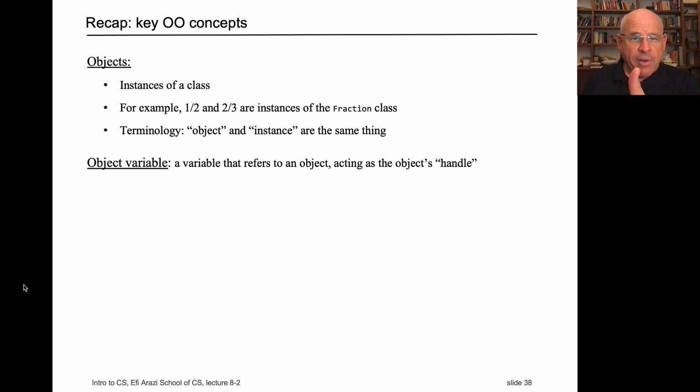An object variable is a variable that refers to an object or to an instance, and it acts as the handle of the object, right? It doesn't matter how big or complicated this object is. It may be a matrix, it may be an image. I need somehow to hold it in my hand. The object variable gives you this reference, this handle.